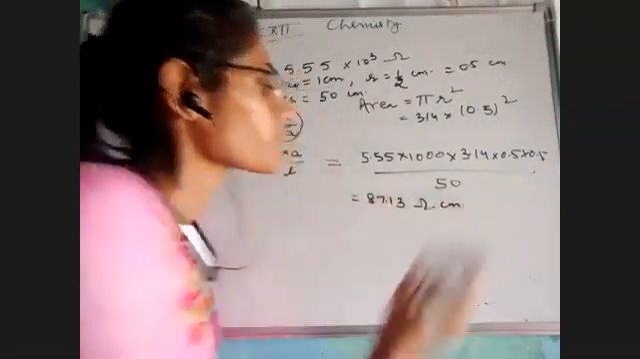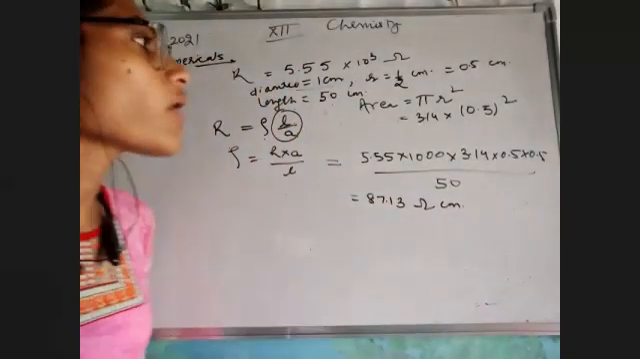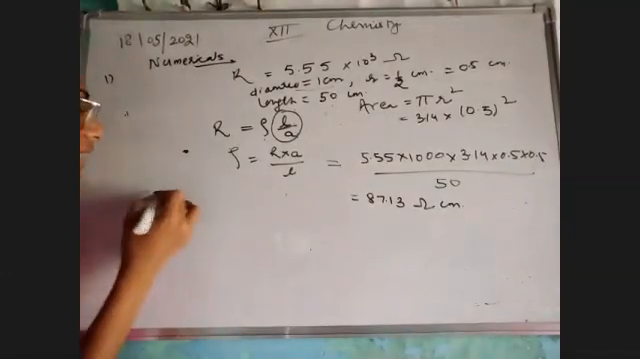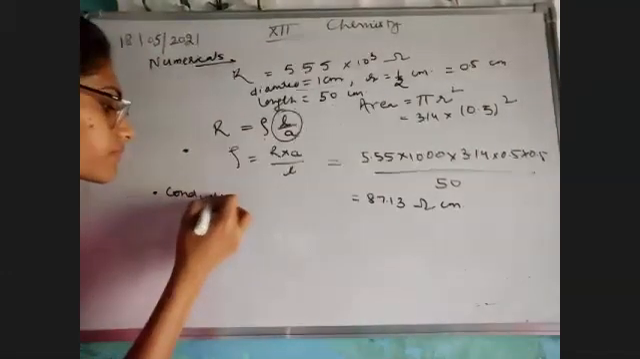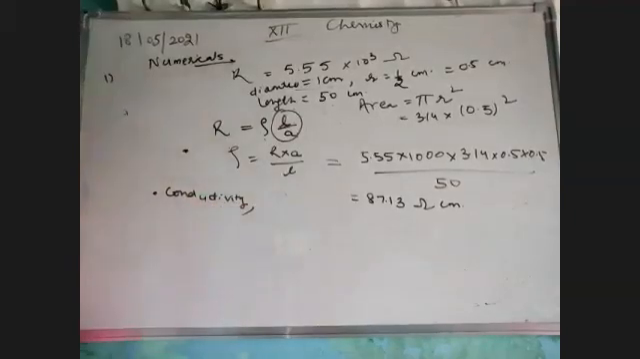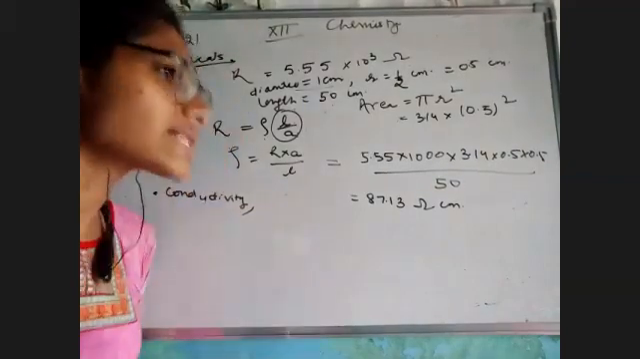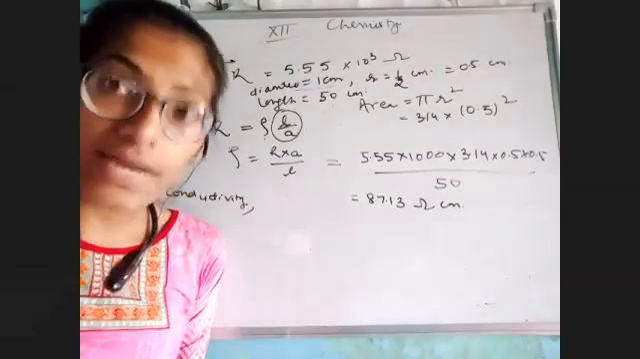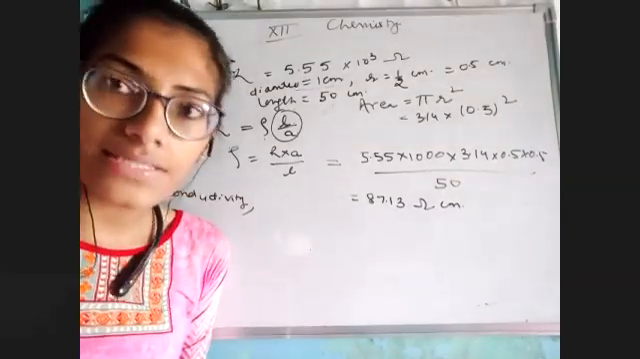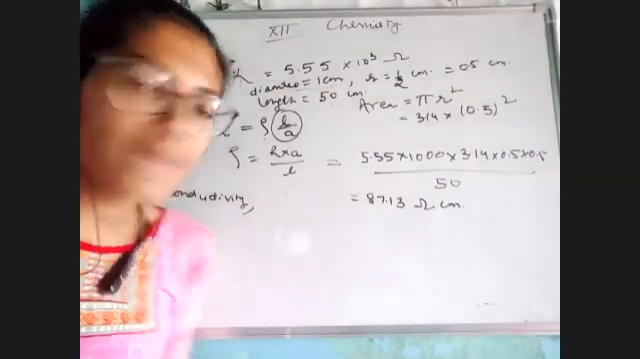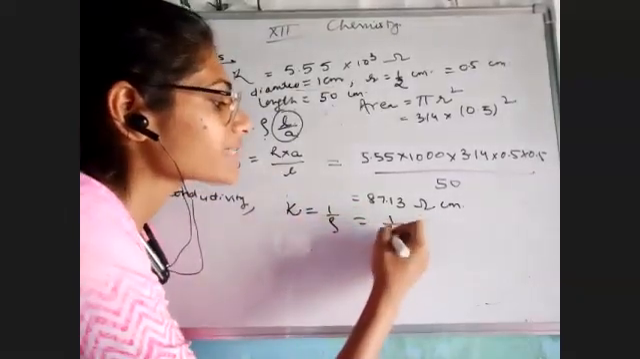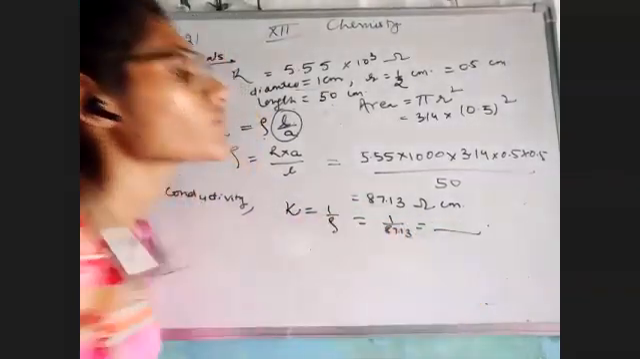ohm centimeter. Okay, but this was all about the resistivity, but the point is we have to calculate the resistivity as well as the conductivity. And we know very well that just as we have studied, the inverse of resistance is equal to conductance. Same as it is, the inverse of resistivity is equal to conductivity. That is kappa is equal to 1 by rho, 1 by 87.13. You would solve it and you would get the answer.